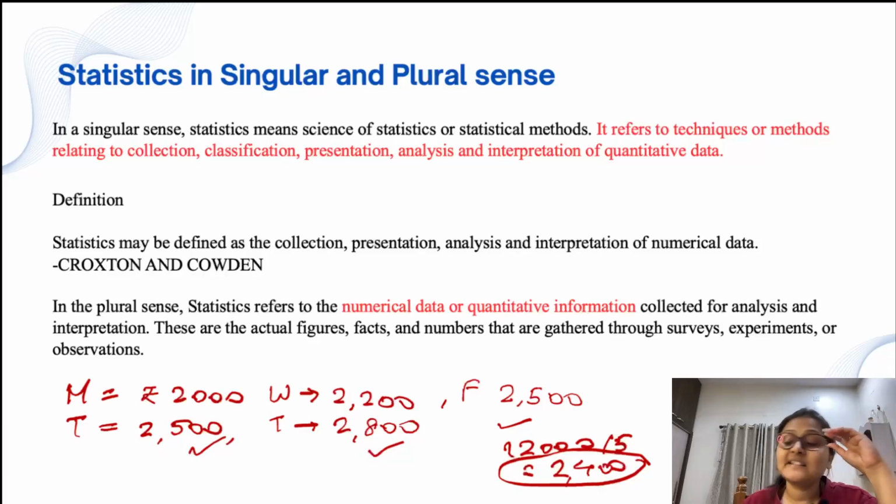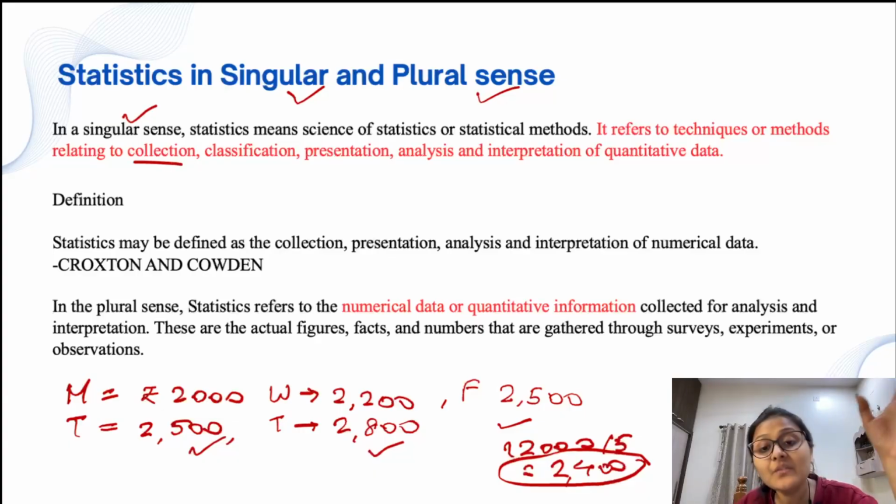Now let us understand statistics in the singular and the plural sense. What is the meaning of statistics in the singular sense? Statistics means the science of statistics or statistical methods. It refers to the techniques or methods relating to the collection of data. First of all, raw data will be collected from different sources. Methods could be like survey, interview of the persons, experimentation, observations, and questionnaires that will be filled up by the consumers. So first of all, collection of the data is done.